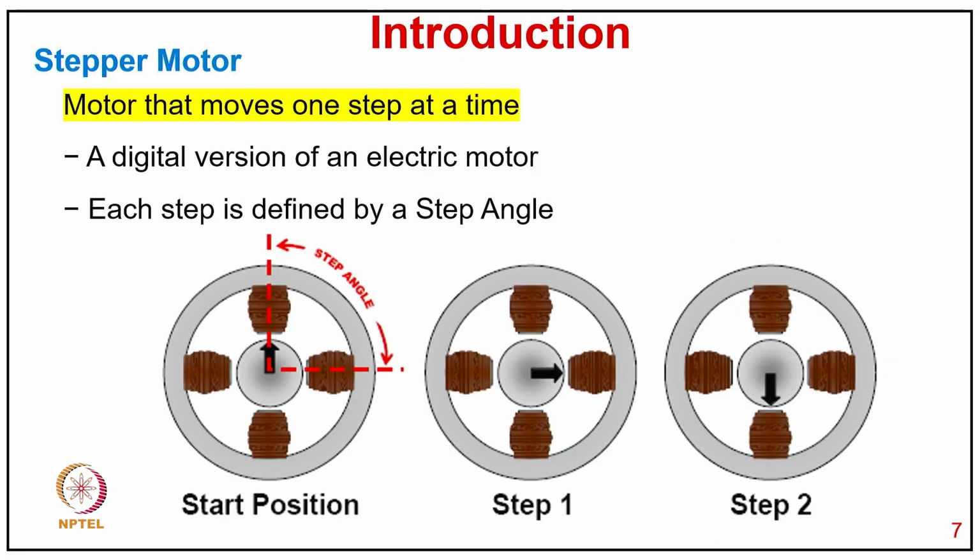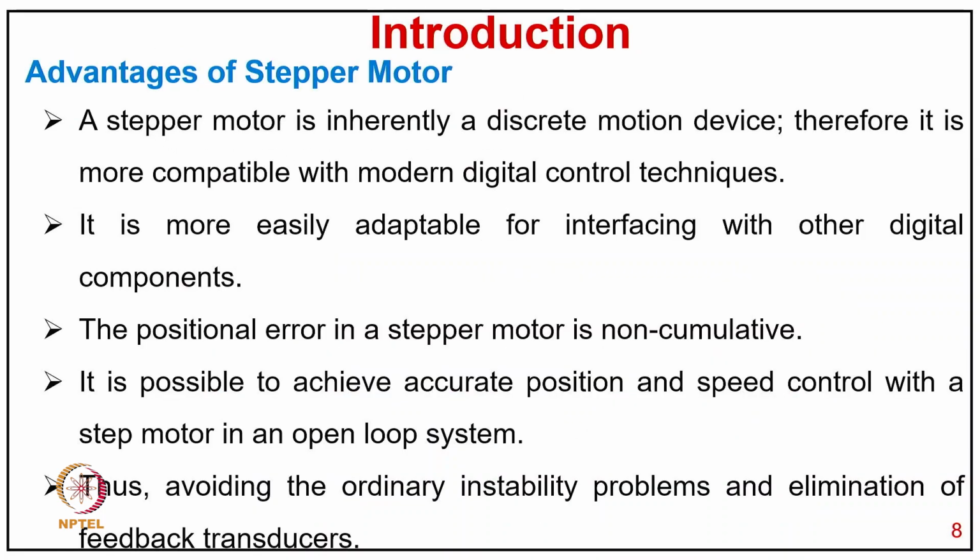So coming to the stepper motor, it moves one step at a time. It is a digital version of the electric motor, and each step is defined by a step angle. As you can see, the step angle is defined for the start position, then step 1 and step 2. Now coming to the advantages of stepper motors.